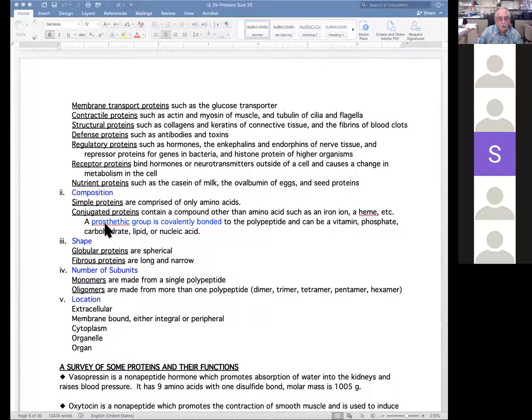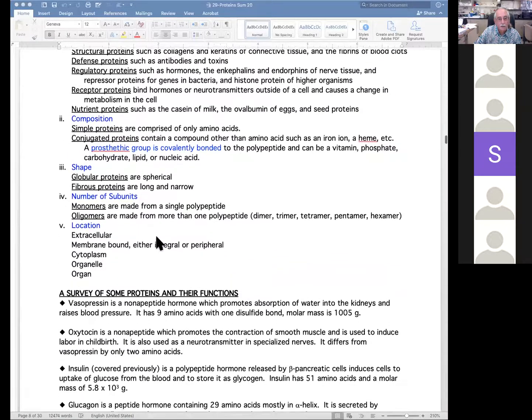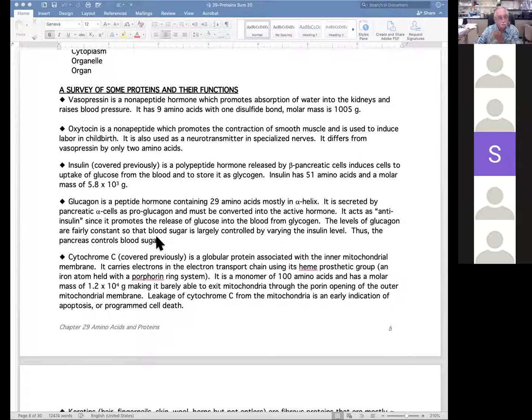Now that we've done chapter 30, notice that I was very careful not to put the word coenzyme in here, because it doesn't necessarily mean that it's an enzyme, right? Okay. And then we went into a survey of a bunch of proteins and their functions. So what are you supposed to get out of this? Well, you don't need to remember that glucagon has 29 amino acids. It's just a fairly small protein that is functional.